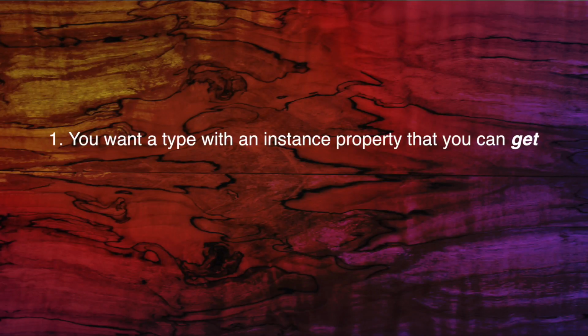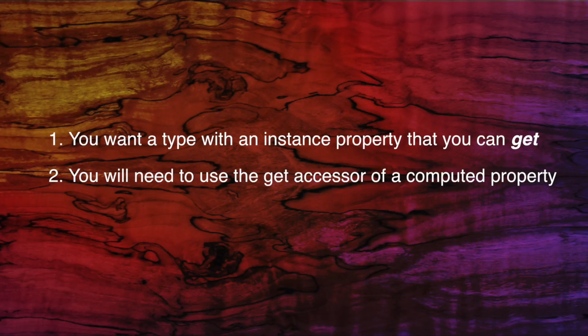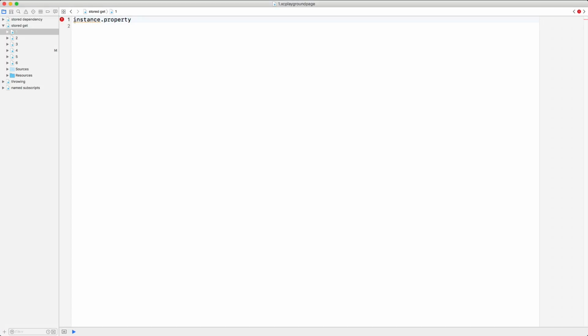Again, let's posit that you want a type with an instance property that you can get, but as the API vendor, you know that will involve getting a value using the Get Accessor of a computed property. What does that look like to the API consumer? Exactly the same as what we previously had. Let's write the declaration for a computed property. With that, we just need to provide the body of the Get Accessor.